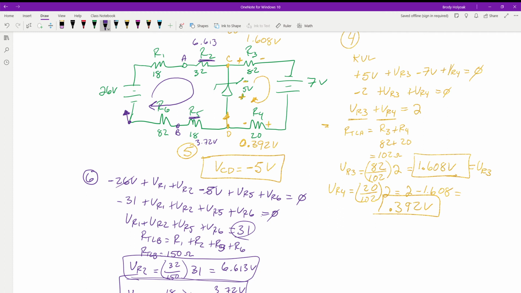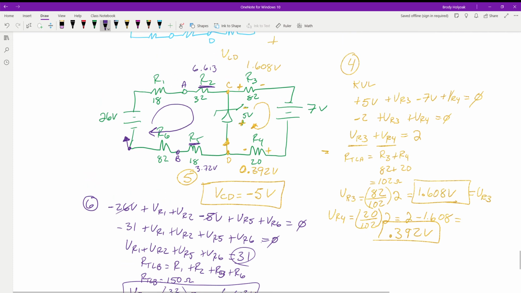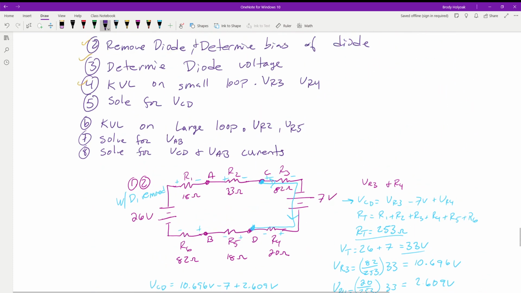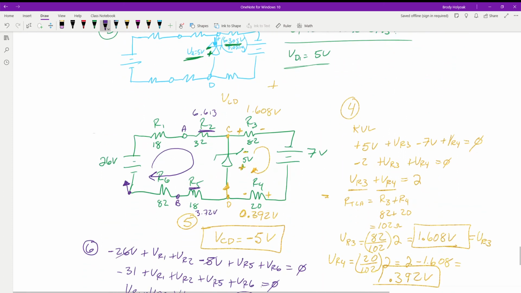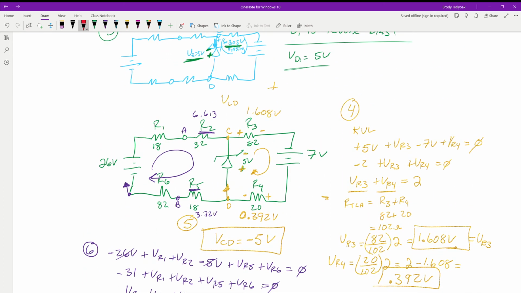So that takes care of step 6, which is do our Kirchhoff voltage loop for the large loop. Step 7 is now we need to solve for the voltage from A to B. So that is going to be going from point A and wrapping all the way around to getting to point B.